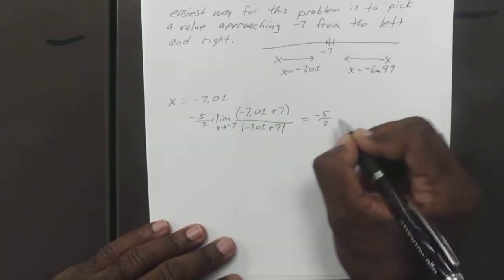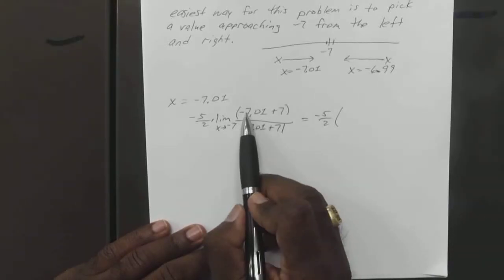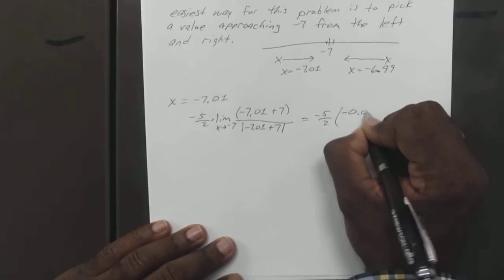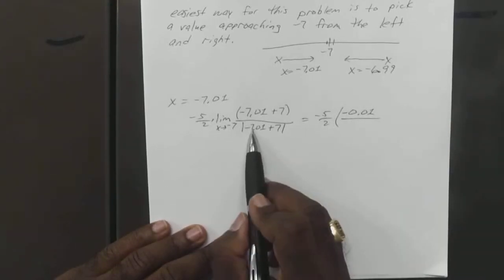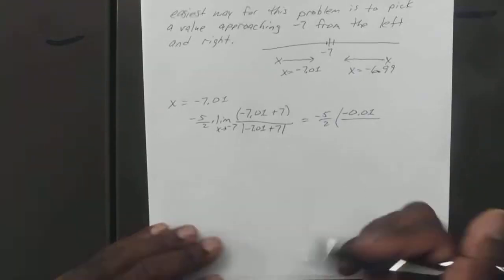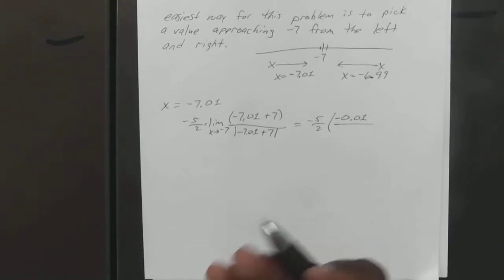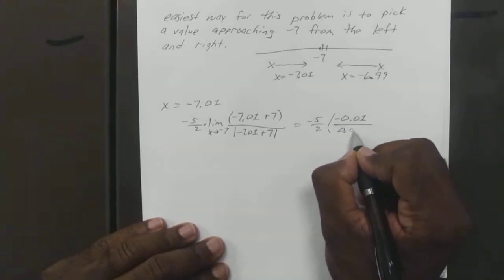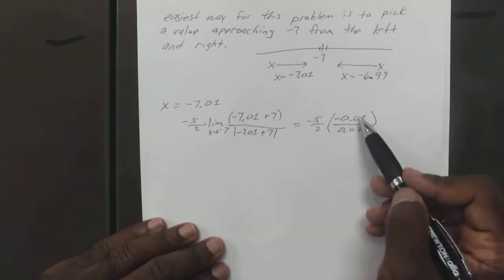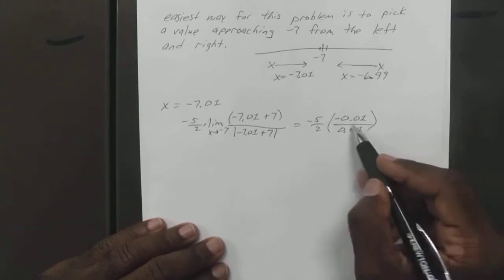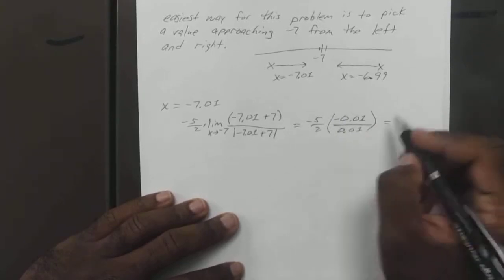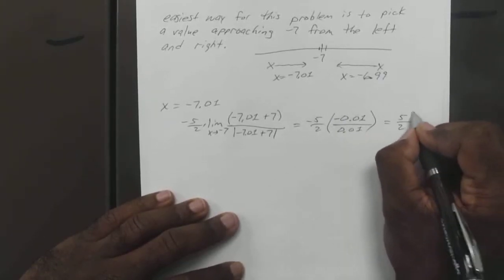Okay, so we have negative 5 over 2. Negative 7.01 plus 7 is negative 0.01. And in the denominator, negative 7.01 plus 7 is negative 0.01, but the absolute value of that would make it positive. So that would be positive 0.01. Anything divided by itself is just going to be 1, but this is going to be negative 1 since the signs are different. So you have negative and negative, which is positive, so that's positive 5 over 2.